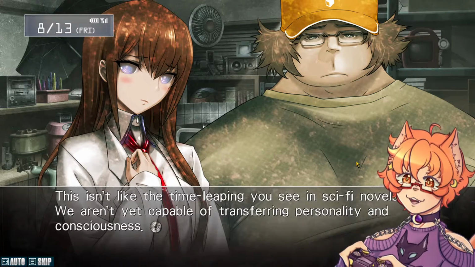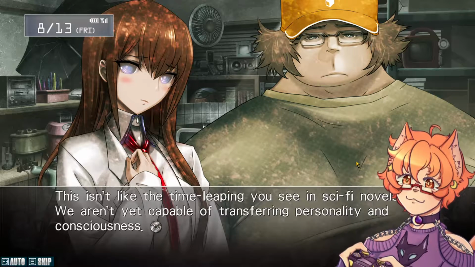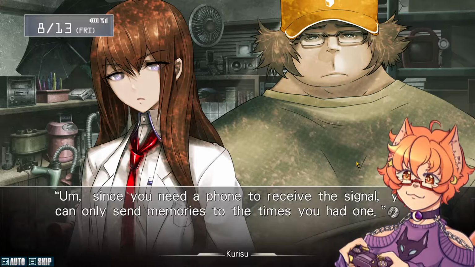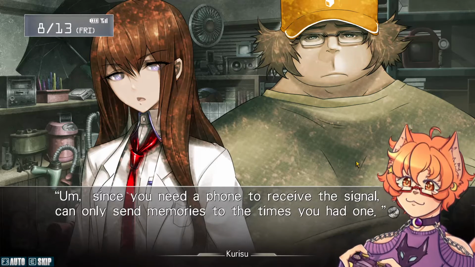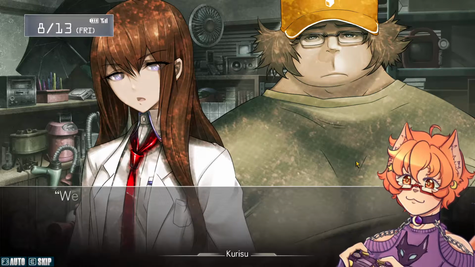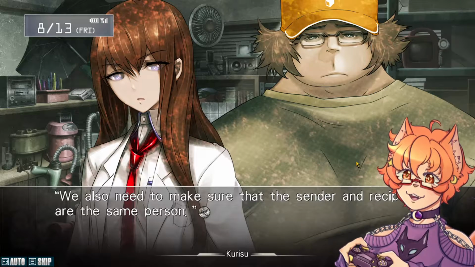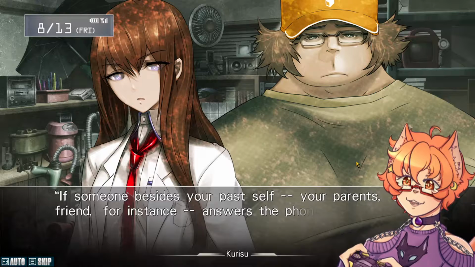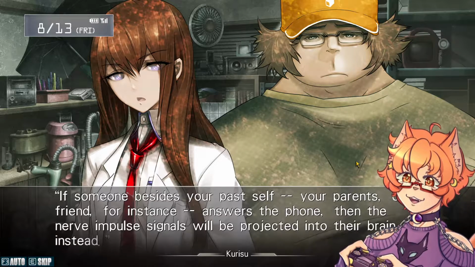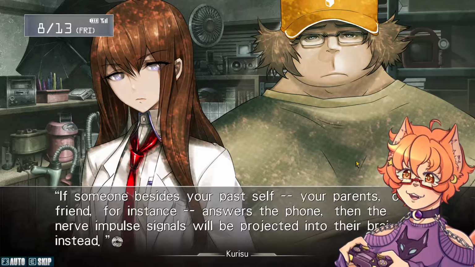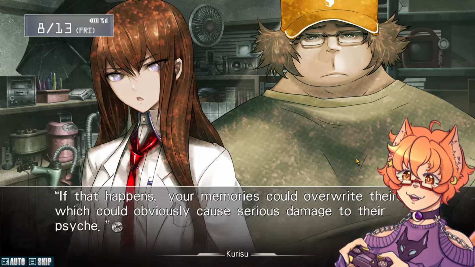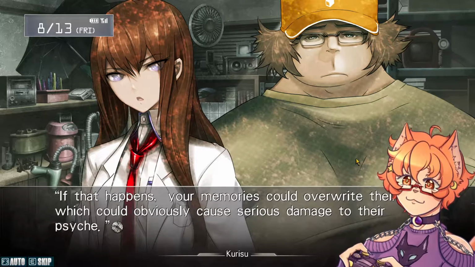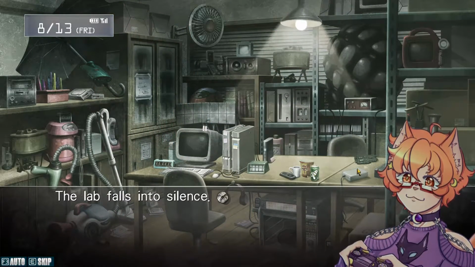It isn't like the time leaping you see in sci-fi novels. We aren't yet capable of transferring personality and consciousness. Since you need a phone to receive the signal, you can only send memories to the times you had one. We also need to make sure that the sender and the recipient are the same person. Oh, you only affect your memories. If someone besides your past self, your parents or a friend for instance, answers the phone, then the nerve impulse signals will be projected into their brain instead. If that happens, your memories could overwrite theirs, which could obviously cause serious damage to their psyche. Oh no, that's not good.